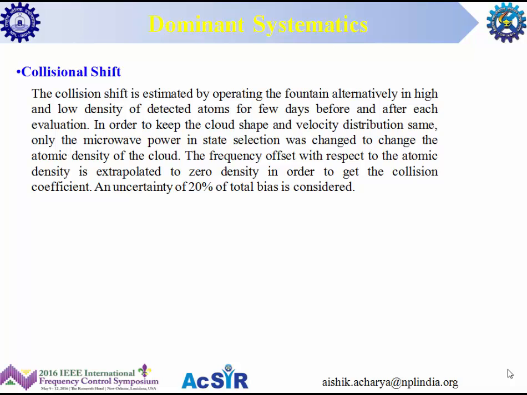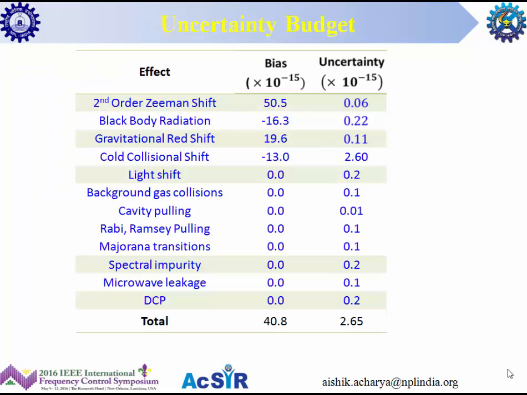So we have taken a large amount of uncertainty, around 20% of the total bias. So this is the typical uncertainty budget of our fountain. We have not been able to measure the other biases since these are the major dominant ones.